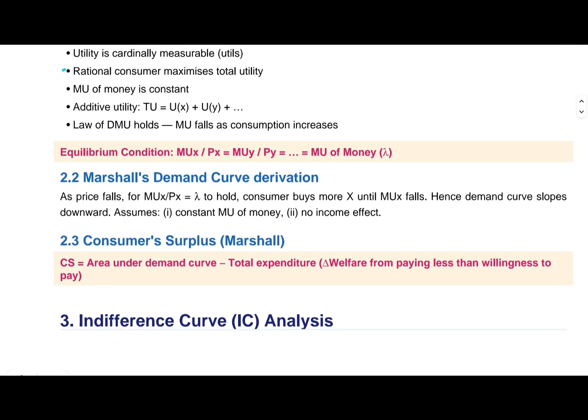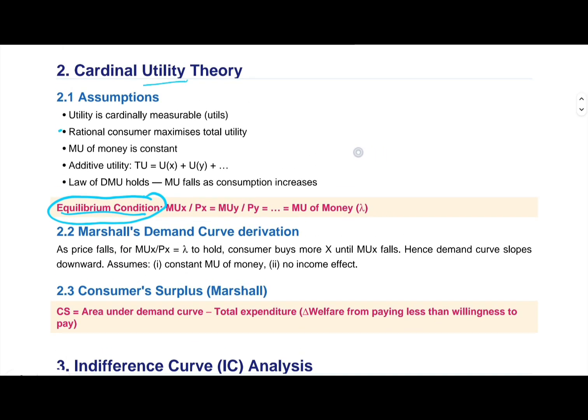So what are the equilibrium conditions? What is the equilibrium condition for cardinal utility? There is a necessary condition for the Marshall utility function: the marginal utility of x is given by the price of x. It is the necessary condition. What does it mean?